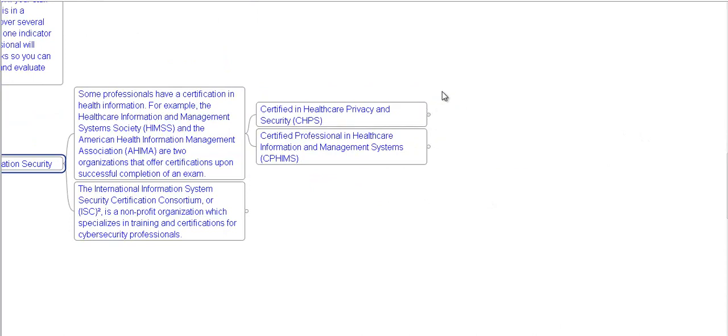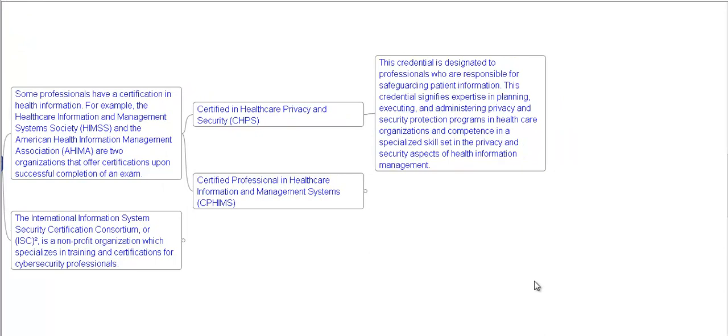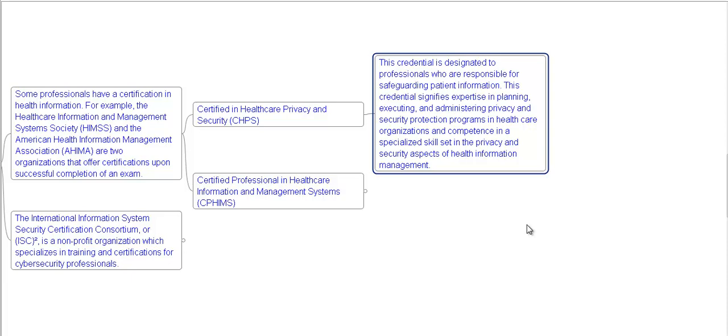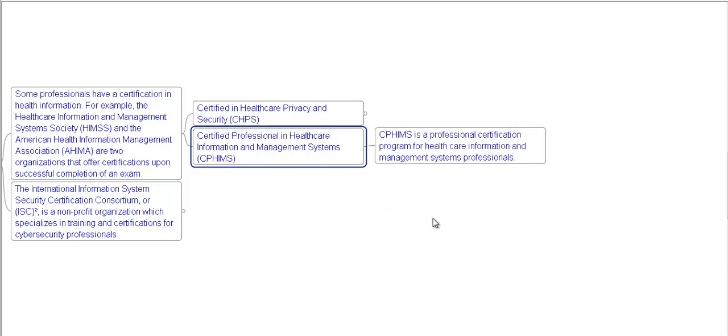Certified in Healthcare Privacy and Security (CHPS). This credential is designated for professionals who are responsible for safeguarding patient information. This credential signifies expertise in planning, executing, and administrating privacy and security protection programs in healthcare organizations and competence in specialized skill sets in privacy and security aspects of health information management. Certified Professional in Health Information and Management Systems (CPHIMS). CPHIMS is a professional certification program for healthcare information management systems professionals.